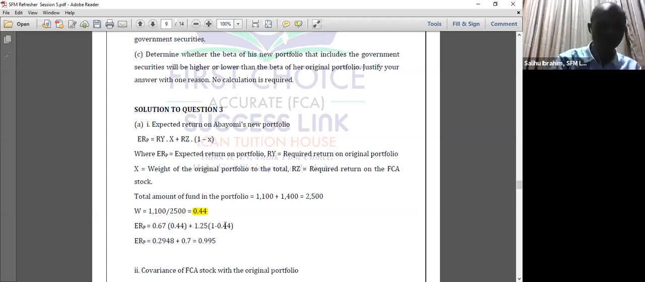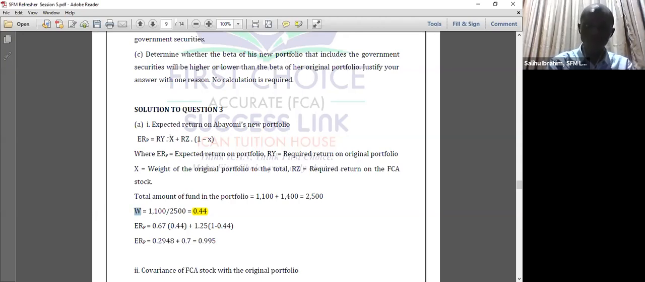Now, what about the other stock, which is the FCA stock? For you to get that, just say 1 minus 0.44. That gives you the weight of the FCA stock in the total portfolio. Now, if you want to calculate the expected return on the new portfolio, it is going to be the return on the original portfolio multiplied by the weight of the original portfolio.